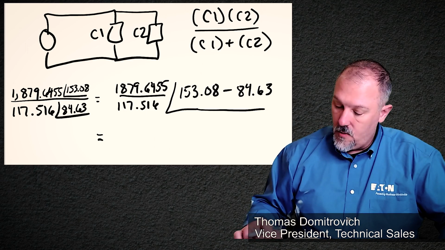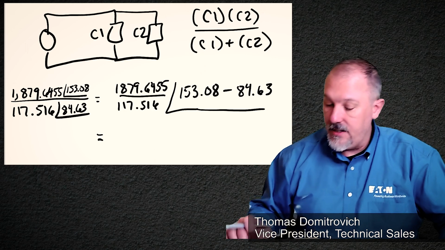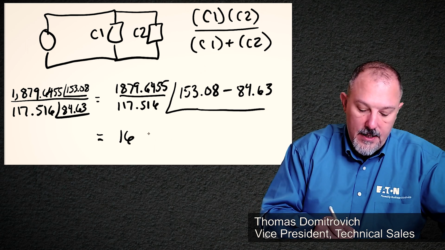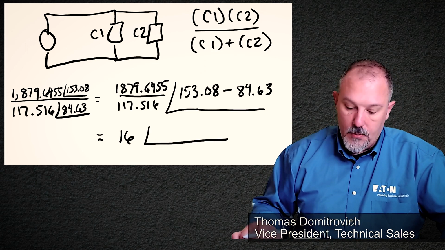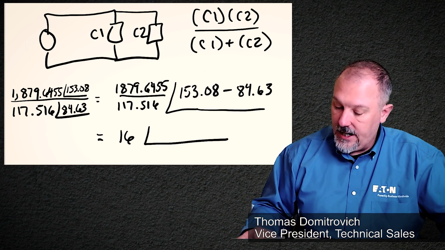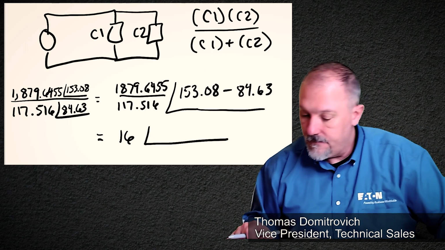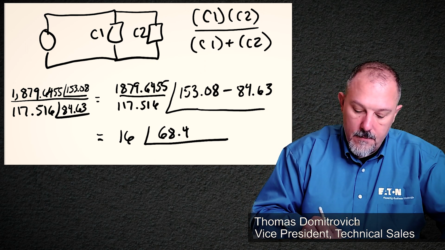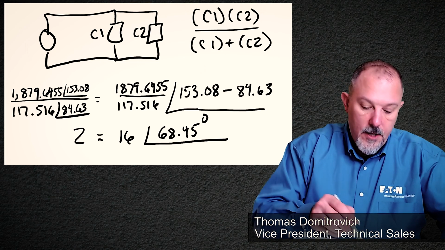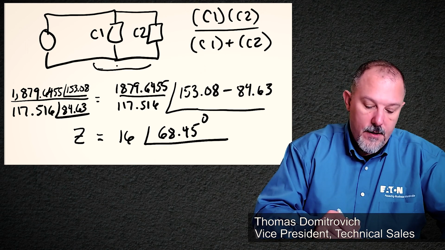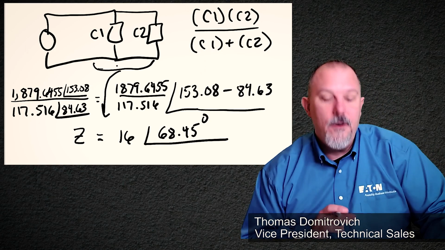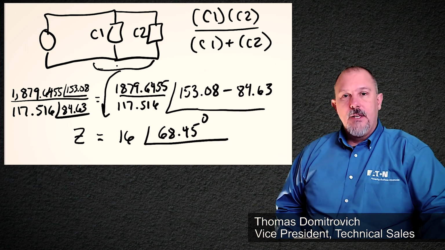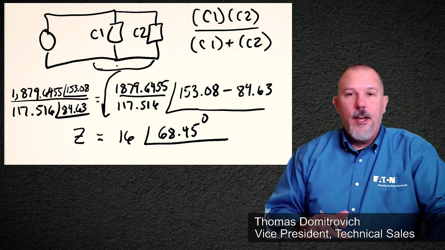1879.6455 divided by 117.516, and that is 15.99, so we'll call this 16 at an angle of 153.08 minus 84.63 is 68.45 degrees. So the Z equivalent of those two in parallel is 16 at an angle of 68.45. Complex variables helps me get there.